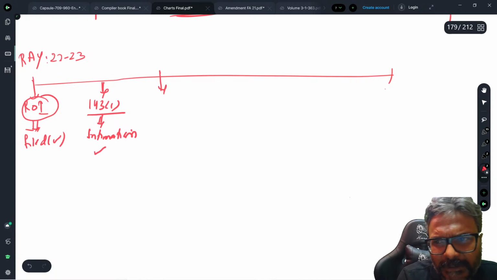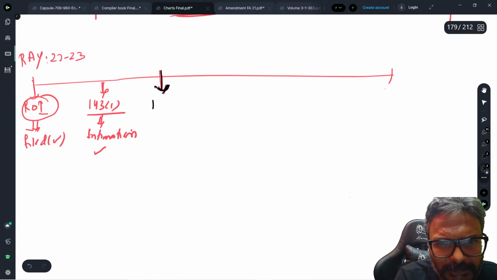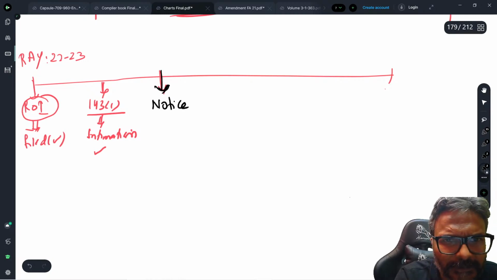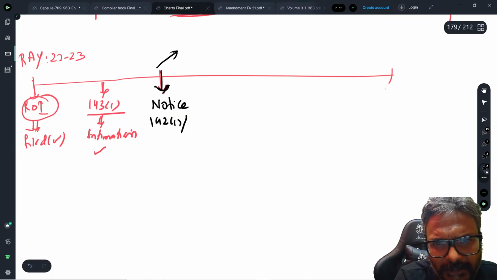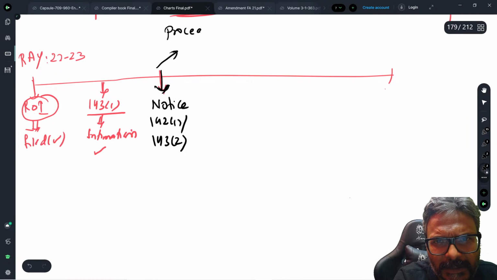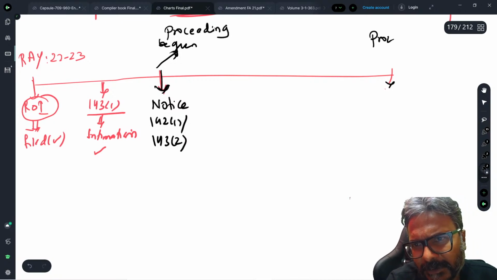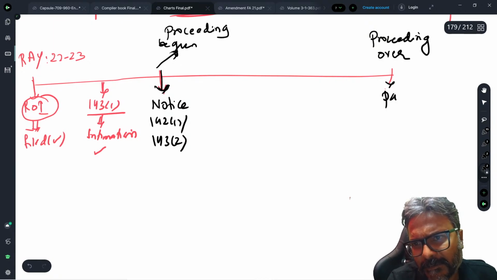Now as I told you, here is a game, and the game is that of the notice. The notice has been sent, and because of the notice the proceeding has started. The notice, as we are all aware, is under 142(1) or 143(2). The proceeding has begun, and what did I tell you just now, friends? The proceeding is ended by the passing of the order. By passing of the order, the proceeding is over. So therefore the order could be passed.